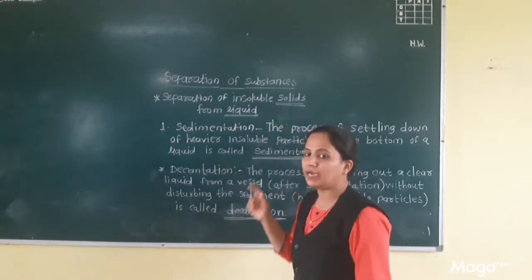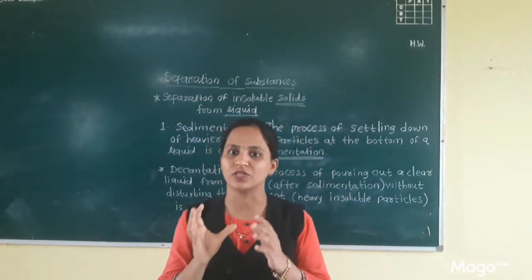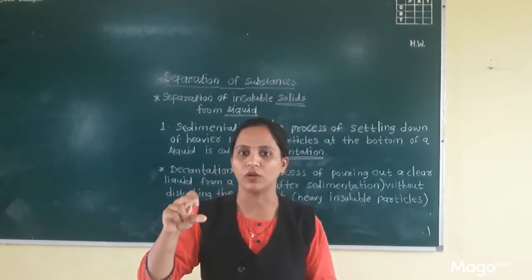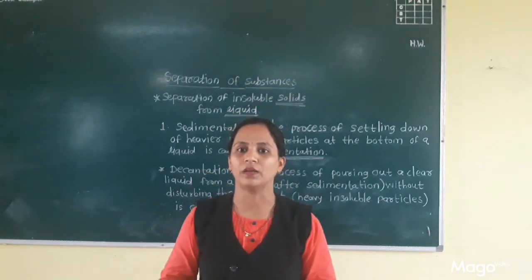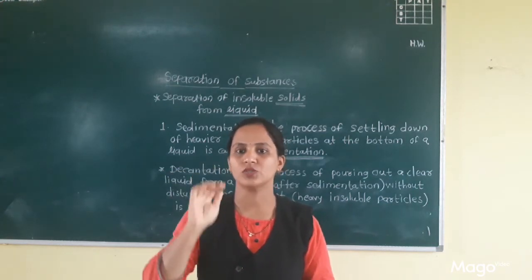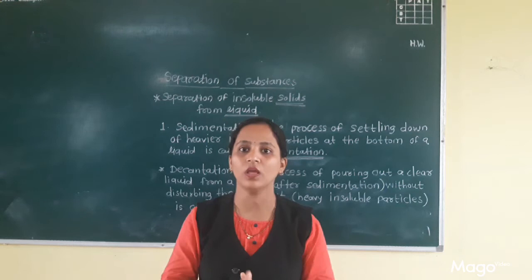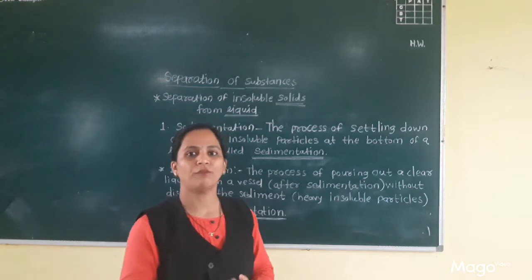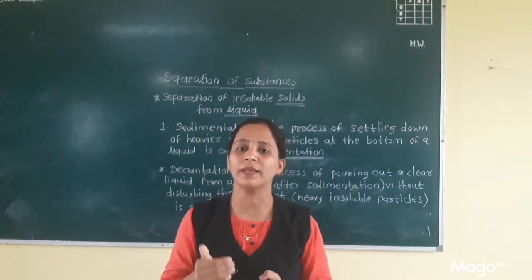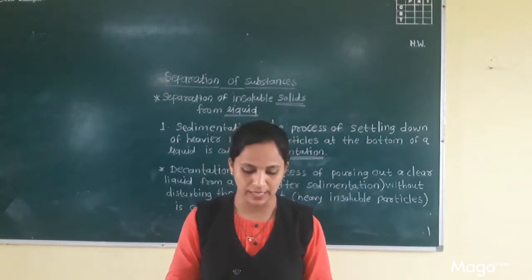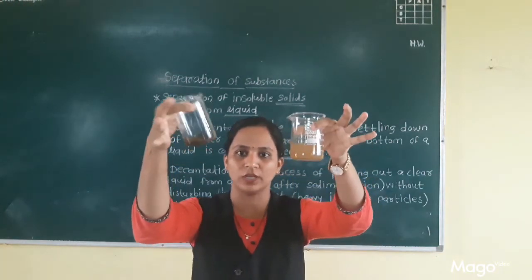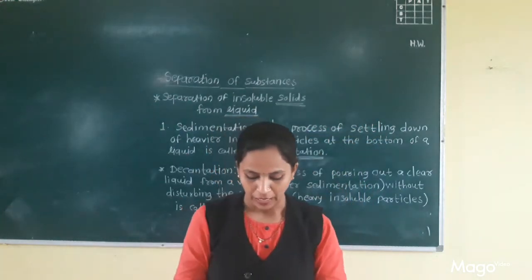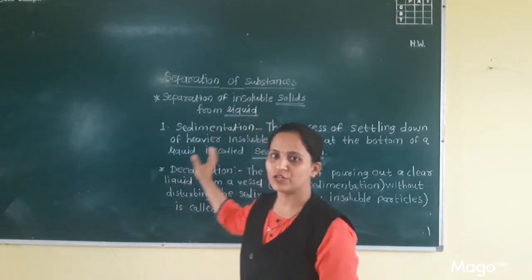What is sedimentation? It is the process in which heavier particles settle down at the bottom, and the layer which forms at the bottom is called sediment, and the upper part consists of clear solution. That is called supernatant solution. And decantation means what? It is the process of pouring out that clear water without disturbing the sediment layer. And we can easily separate these two layers from each other. Here we can separate sand particles from this water. So I hope you got both points, sedimentation and decantation.